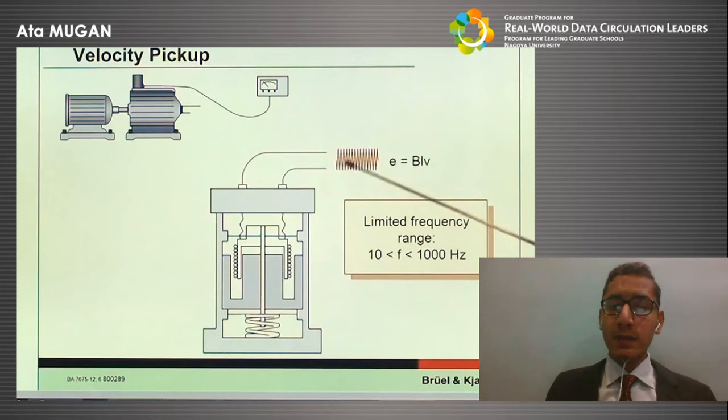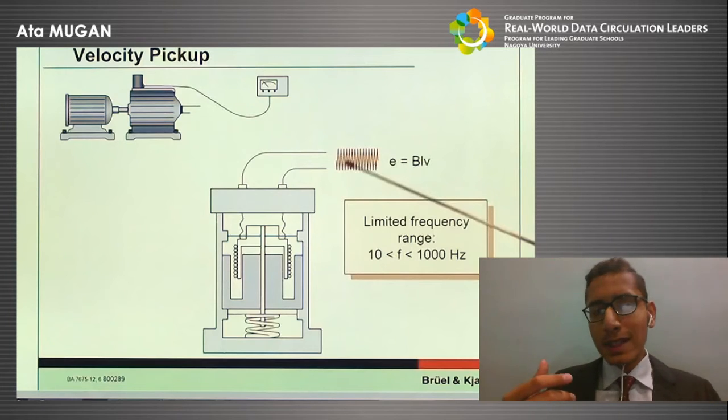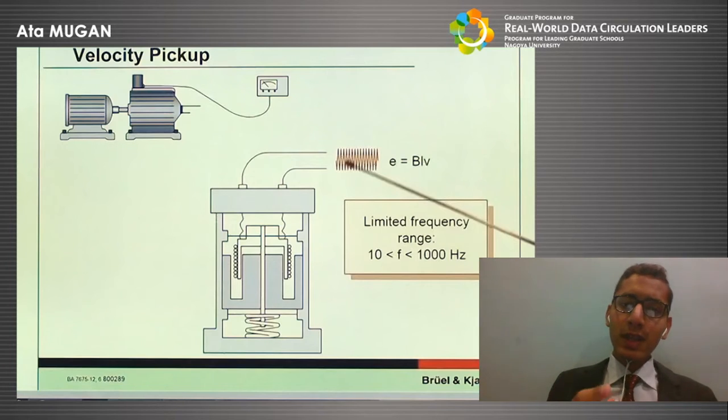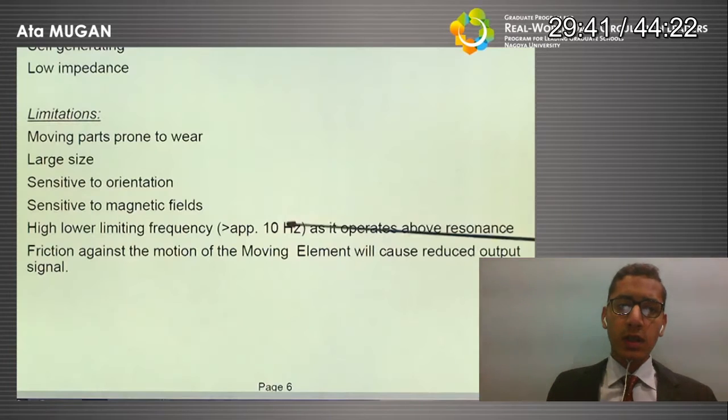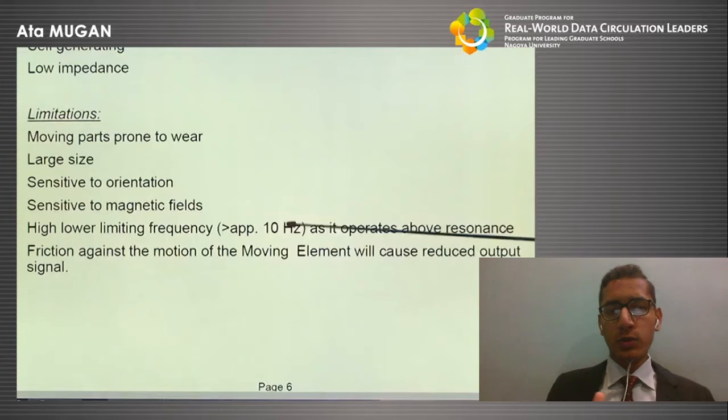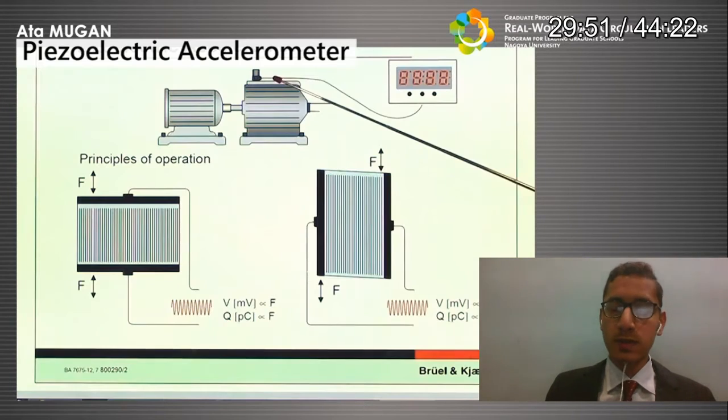Second, we have the velocity pickup. Now, the sensor is attached on top of the motor as shown in the above figure. Now we get E is equal to B over V. We have the limited frequency range and we measure its vibrations. We have its limitations that moving parts are prone to wear. It has a large size, it is sensitive to orientation, sensitive to magnetic fields, high lower limiting frequency as it operates above resonance, friction against the motion of the moving element will cause reduced output signals.